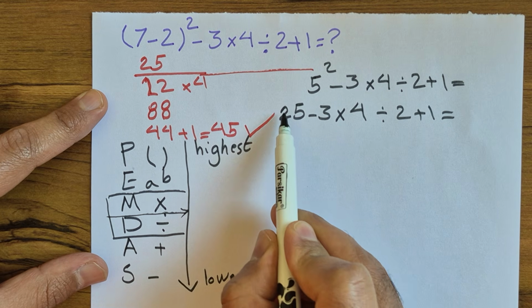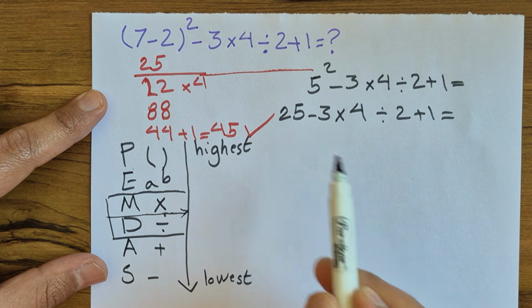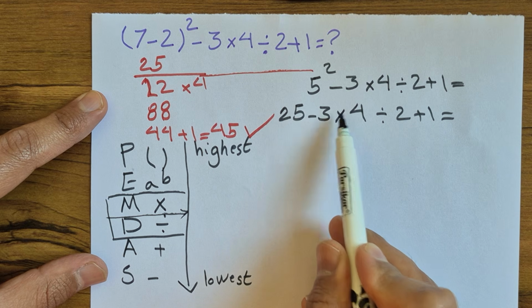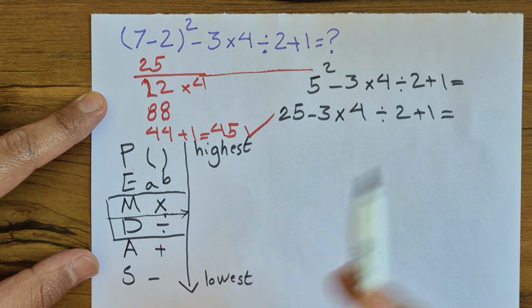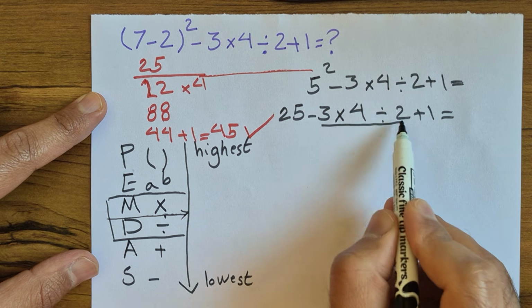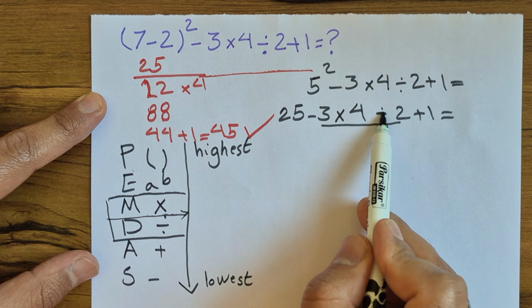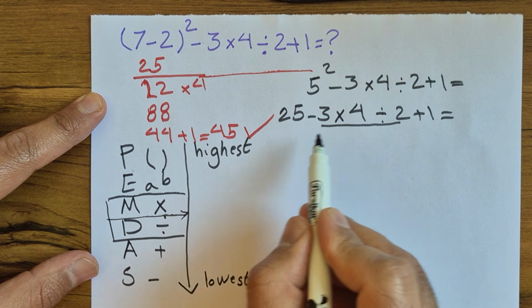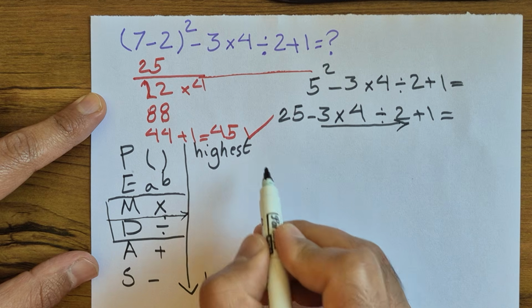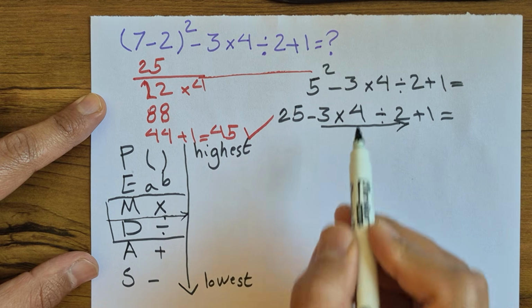Can we say, okay, 25 minus 3? No, we can't, because we have multiplication and division. According to PEMDAS, they have higher priority, so we should do them first. But which one? Multiplication or division, whichever comes first, from left to right. It doesn't matter which one comes first.